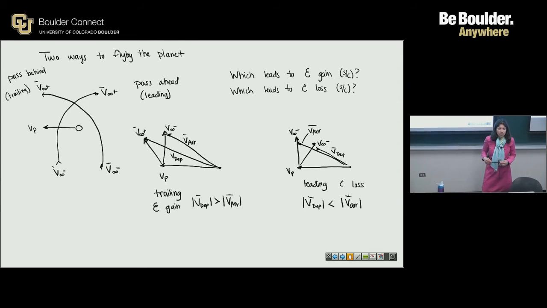When might we want a leading or a trailing flyby? Let's talk about the leading flyby. Why might we want that? Trying to get to planets that are closer to the sun. Yeah, get to planets that are closer to the sun if you want to try and slow down, essentially. And obviously the converse is going to be true for going out.